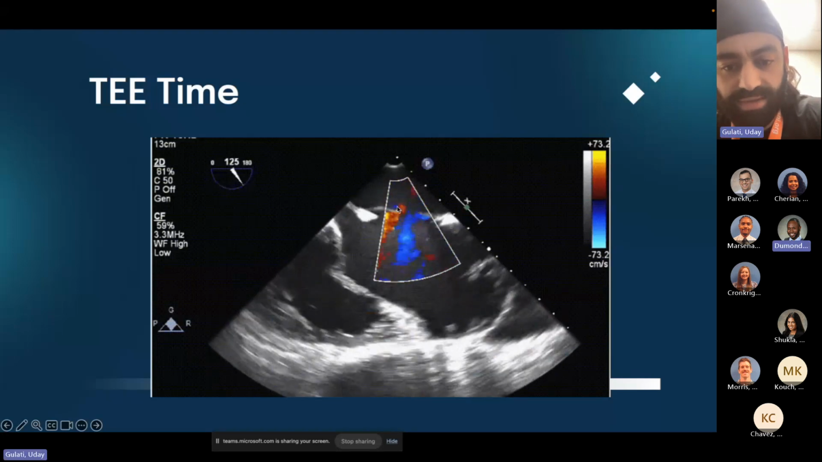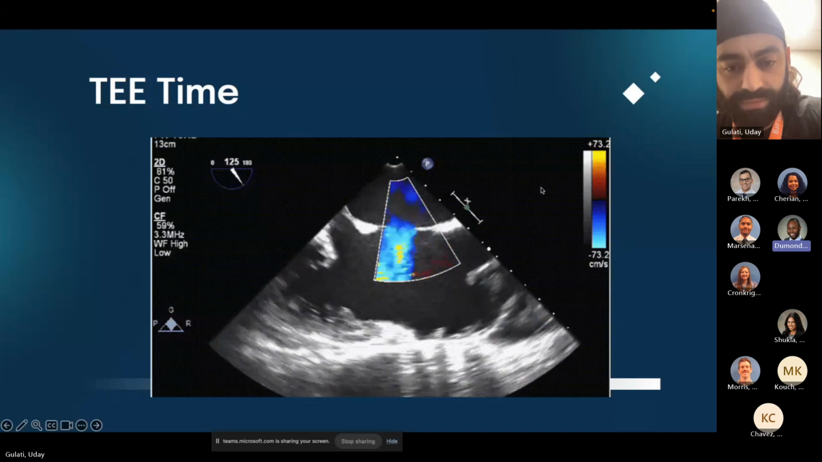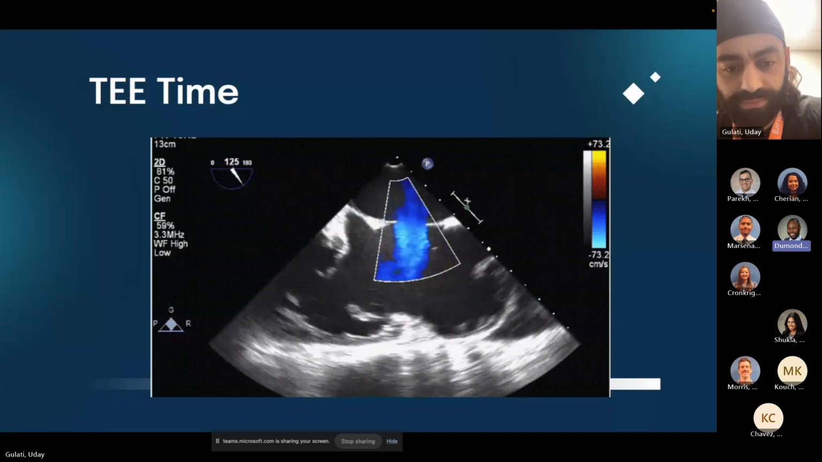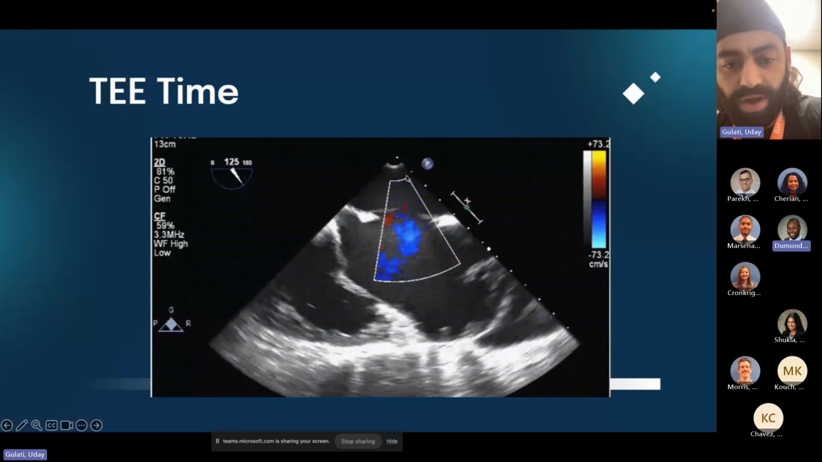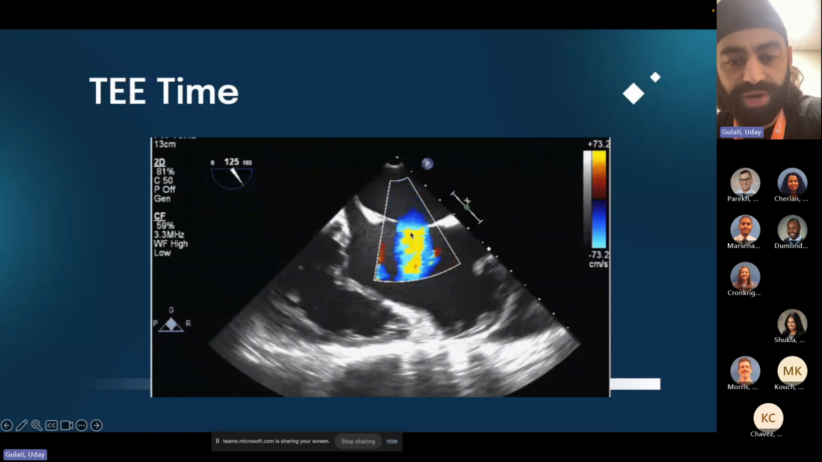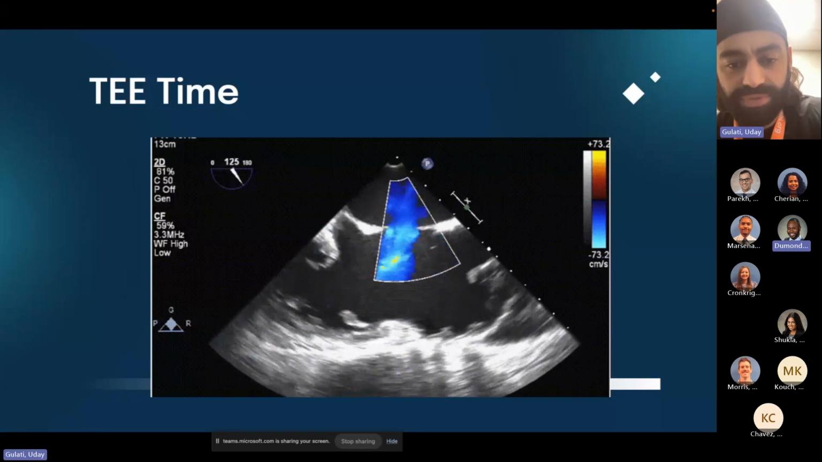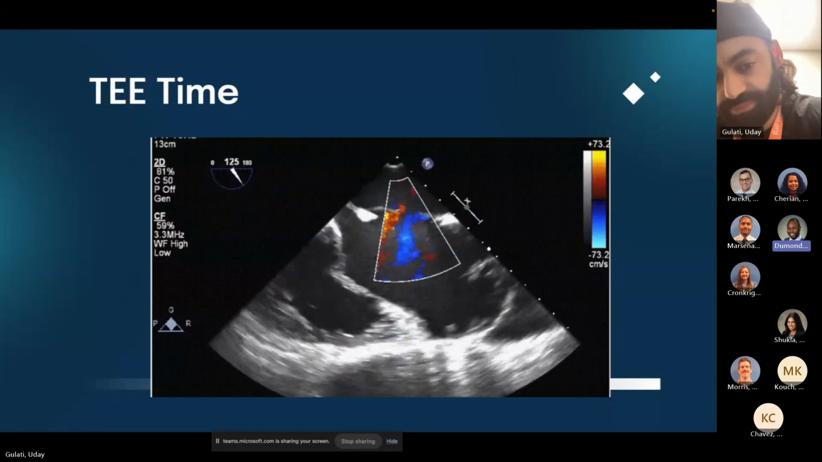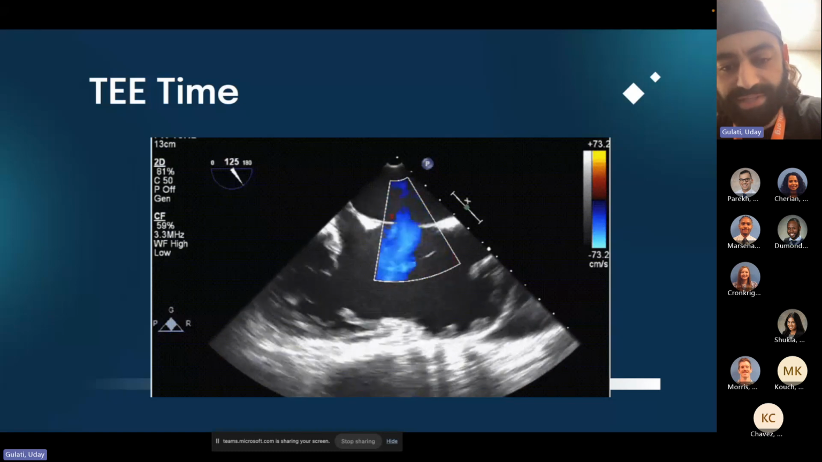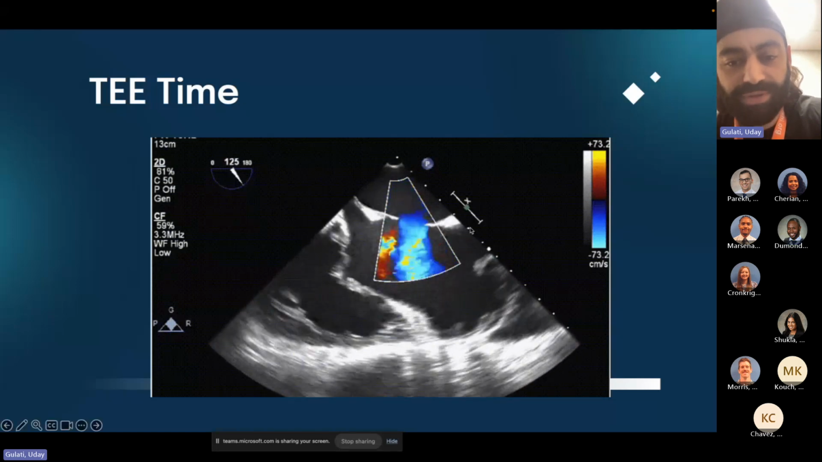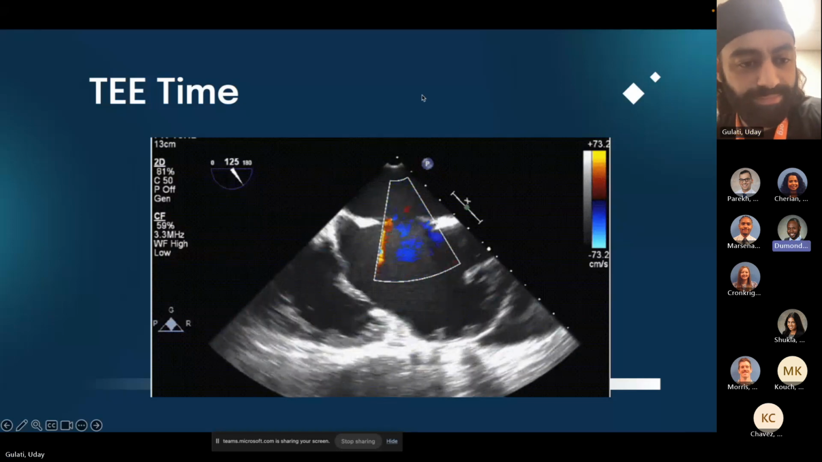And so if this is your right atrium, what's that? That is your left atrium, and there's obviously a lot of flow going between the left atrium and the right atrium. This is an atrial septal defect. Now imagine if you didn't know this patient had this and you're trying to advance a guide wire into it for ECMO, and the guide wire goes here and then into the left atrium. Imagine how dangerous that would be.